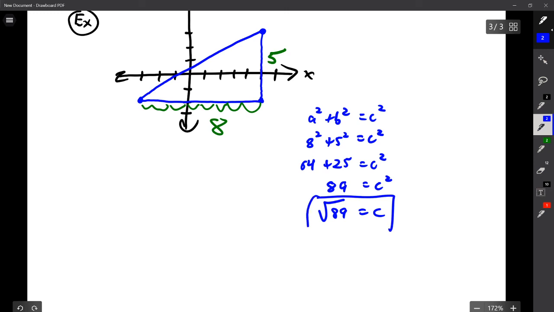That's my exact answer. And then if we see what the rounded value is, the square root of 89 is approximately 9.43. So 9.43 would be my rounded answer.